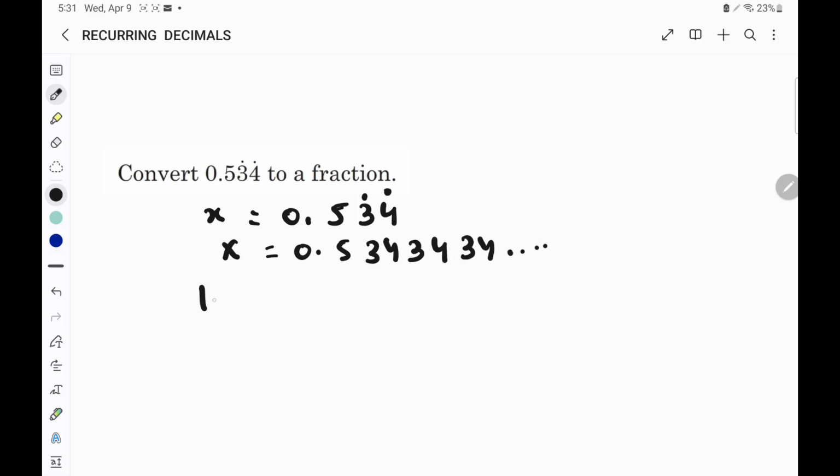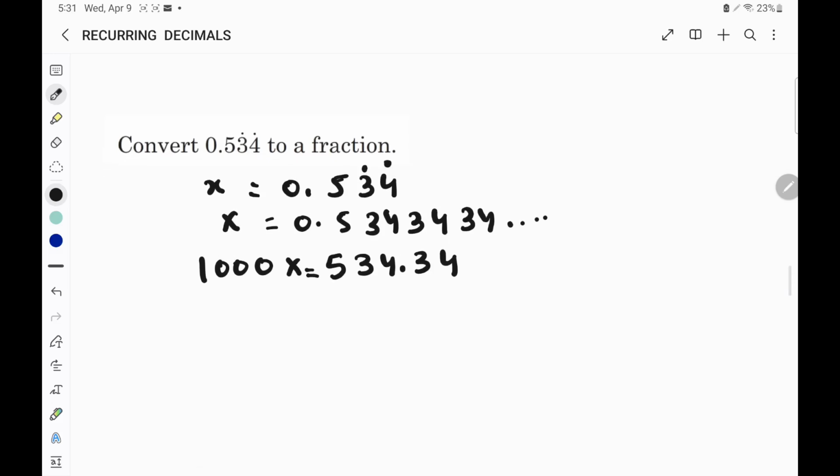Now 1000x will be equal to 534.343434. Now, as I was telling you in the previous question, that number is not repeating, so we apply a different subtraction here. So this is 1000x. There is just one number which is not repeating. In the previous question, no number was not repeating, so that's why we were doing minus x. If just one number is not repeating, we do minus 10x. If two numbers are not repeating, then we write down minus 100x.